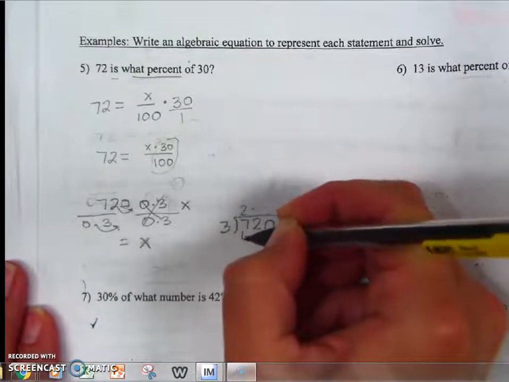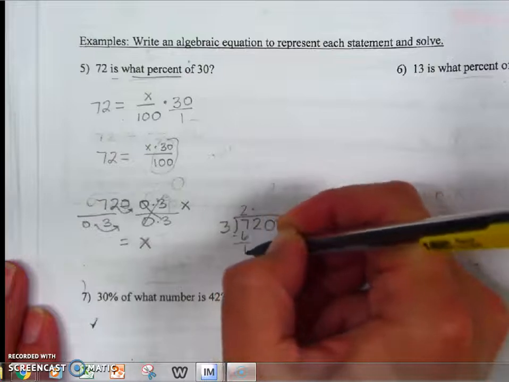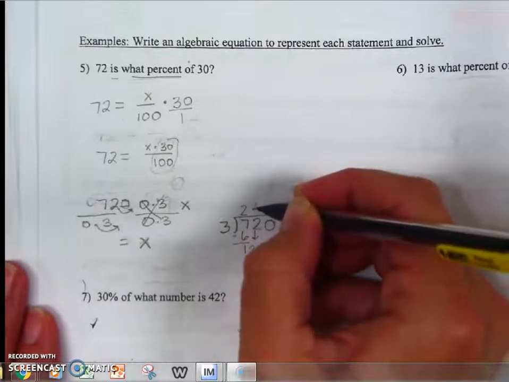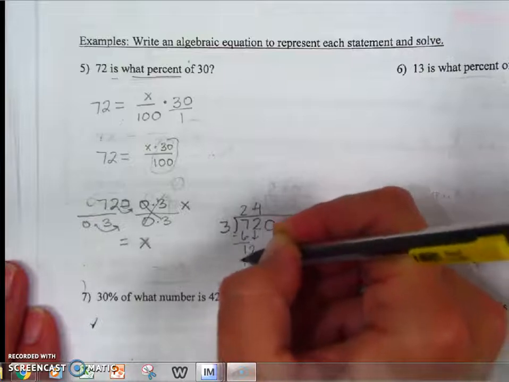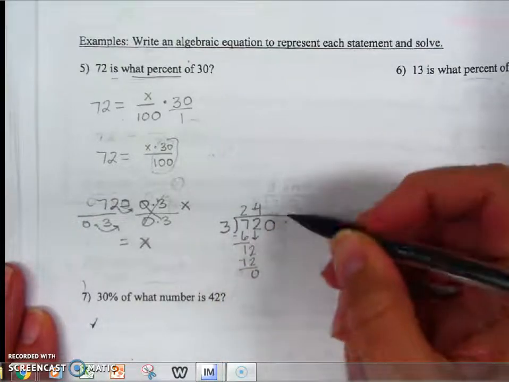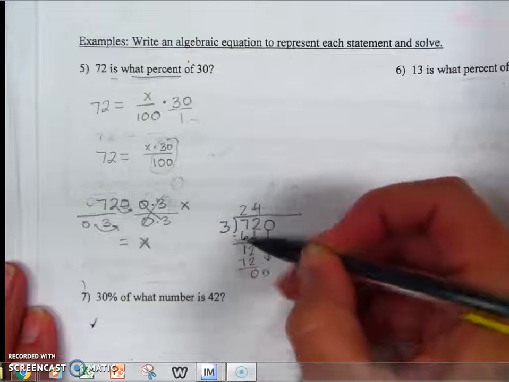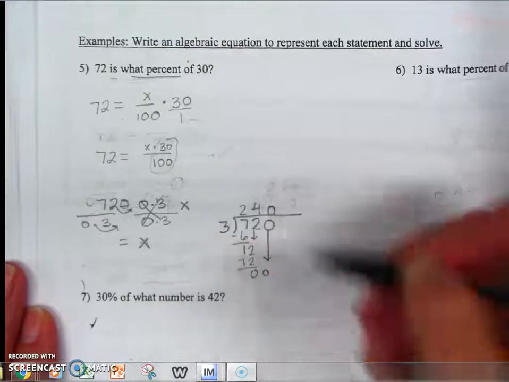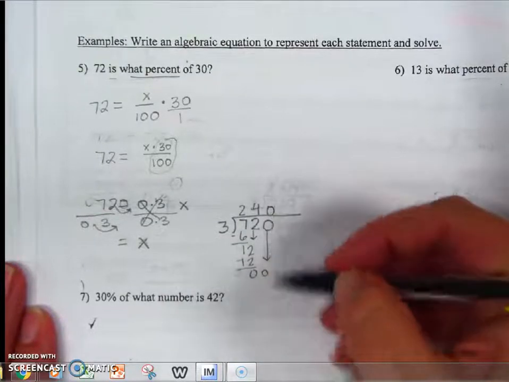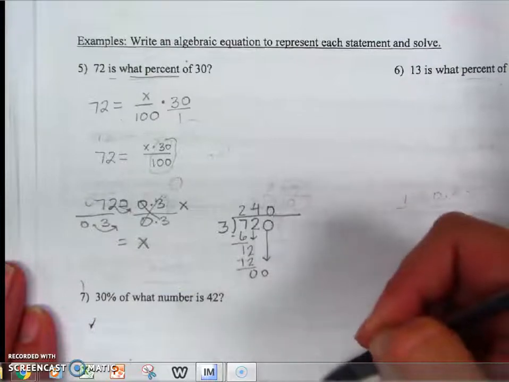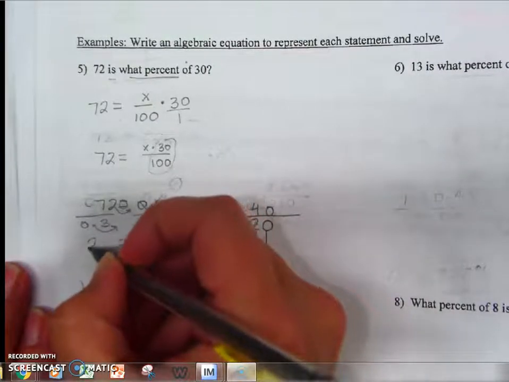That gives me 6. When I subtract, I have 1 left over. Bring down the 2. 3 goes into 12 4 times, exactly. But I'm not done because I still have another 0 here. So I'm going to bring down that 0. And I know 3 goes into 0 0 times. And now I'm done. I have no other digits, and I don't need to put another decimal because I have no remainder here. And so that means right here I get 240.